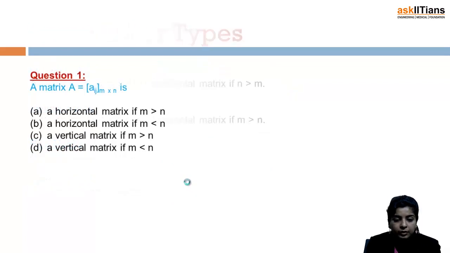Okay. Now we have a question based on these concepts. A matrix A equal to Aij M cross N, now we have to say whether it is a horizontal or vertical matrix and on what basis. Now just note one thing here, that you should not mug up the definitions. Just try to understand the concept lying behind the definitions. Otherwise it will be a bit confusing for you. You cannot mug up the definitions.